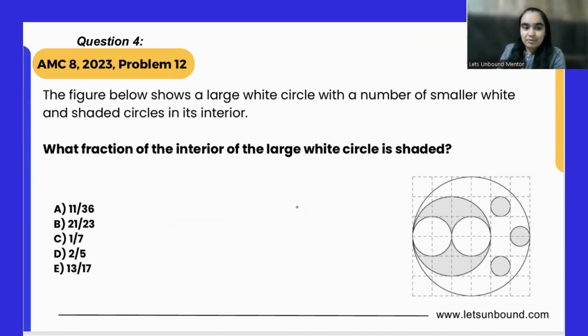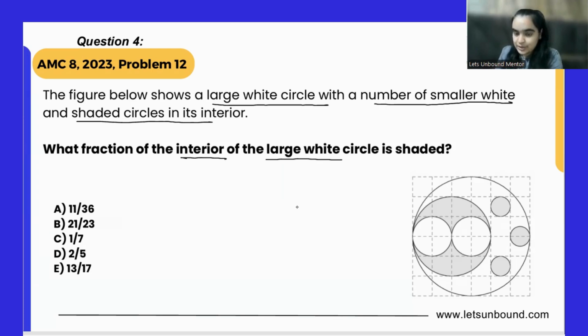Let's see. The figure below shows a large white circle with a number of smaller white and shaded circles in its interior, right? So we can see the biggest circle and inside that there are smaller circles. Some are white and some are shaded. What fraction of the interior of the large white circle is shaded? So we need to find out the total of these shaded parts. Okay, they haven't provided us the radius or diameter or anything, right?